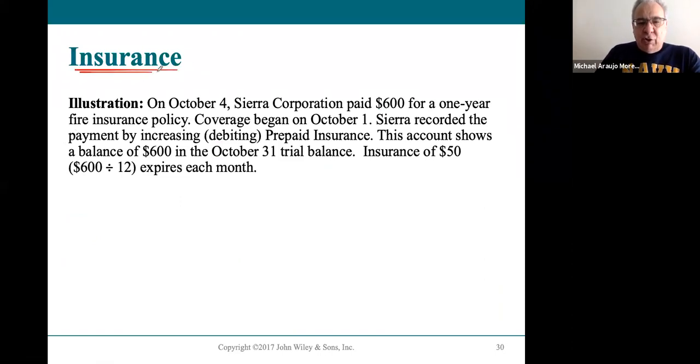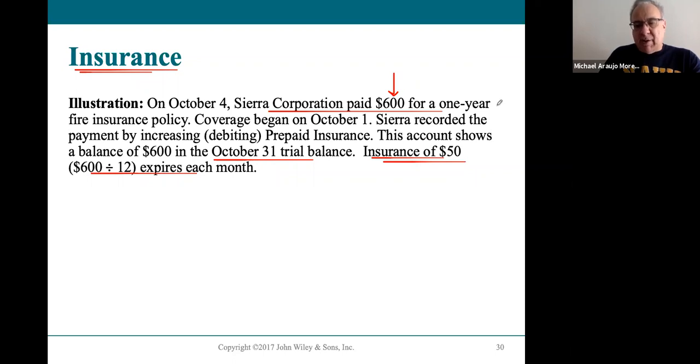All right, insurance. As you know, Sierra Corporation bought a $600 insurance policy. It's a full 12-month insurance policy, and it began October the 1st. Well, we are now October 31st, and they have used up, right? This is a full 12-month policy. They have used up 1 month of the 12 months. So how much is 1 month? Well, you take the $600 policy and divide it by 12. That's $50 for every month. So they have used up $50 of the insurance after that first month.